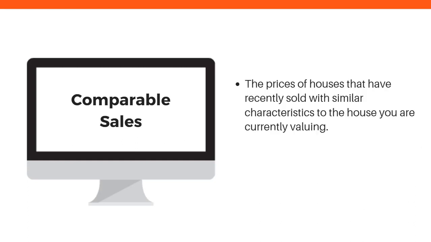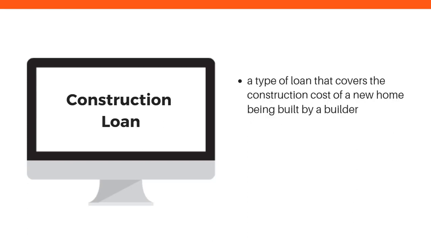Comparable sales, the prices of houses that have recently sold with similar characteristics to the house you are currently valuing. So the comparable market analysis is just going out into the market and doing an overall analysis of the market. Comparable sales are the actual individual property sales data that you're looking at. So the two kind of go hand in hand together.